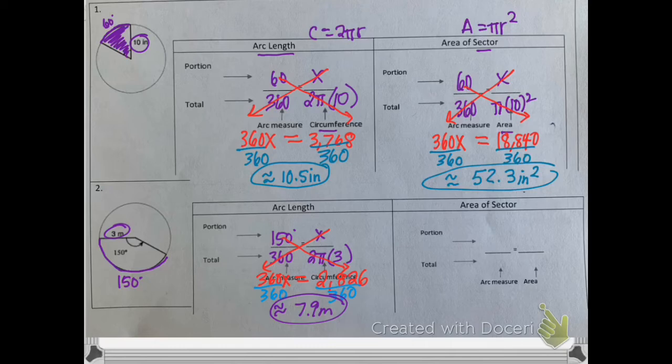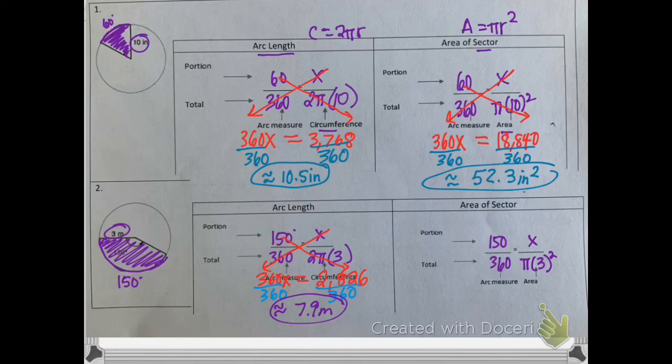So for the area of the sector, this shaded piece here, a portion of the entire area, the degrees is the same. It's 150 out of a total of 360. What portion, x, out of the entire area of a circle? So pi times the radius squared. So we're plugging in 3 for the radius and then squaring that.